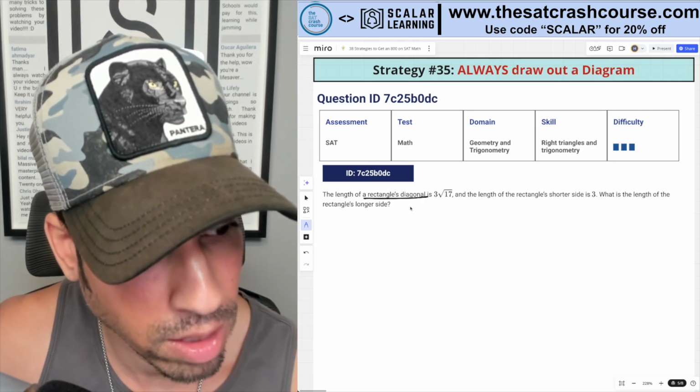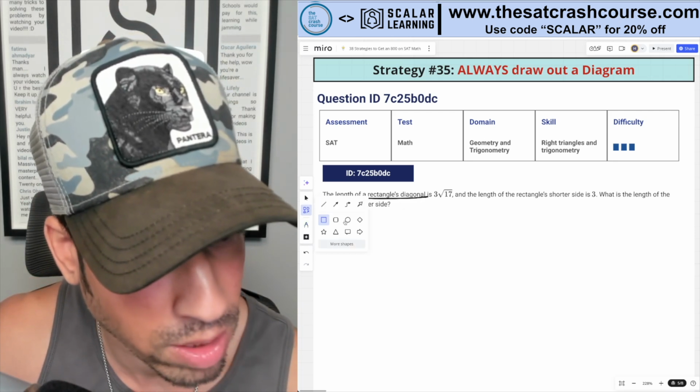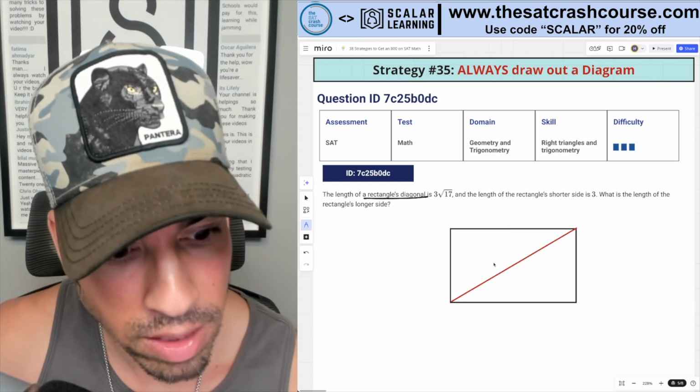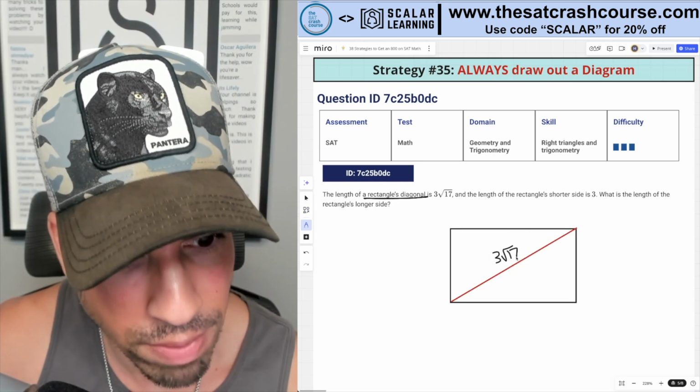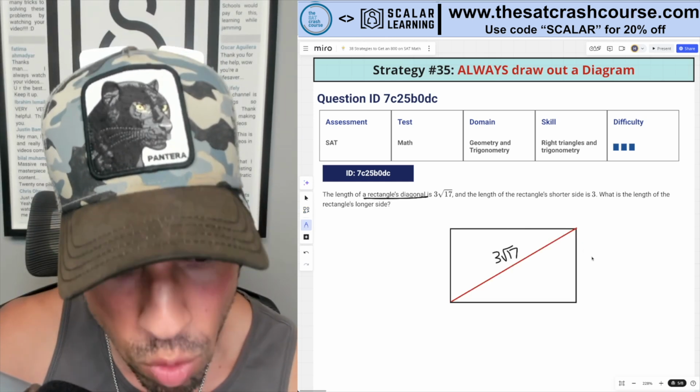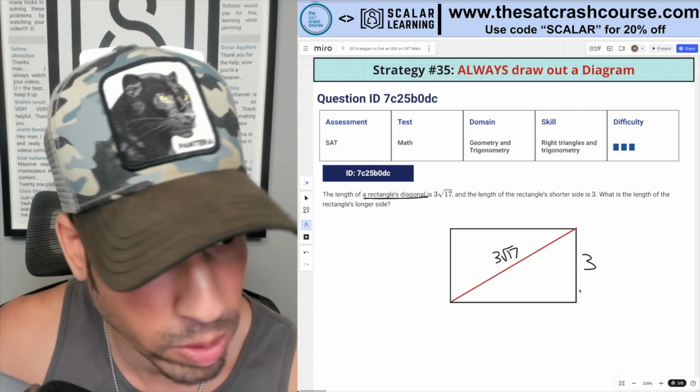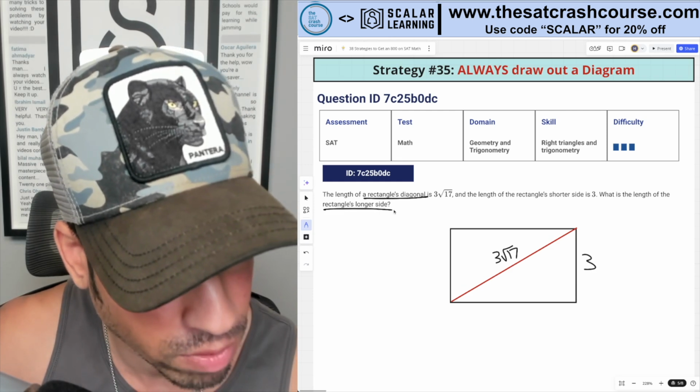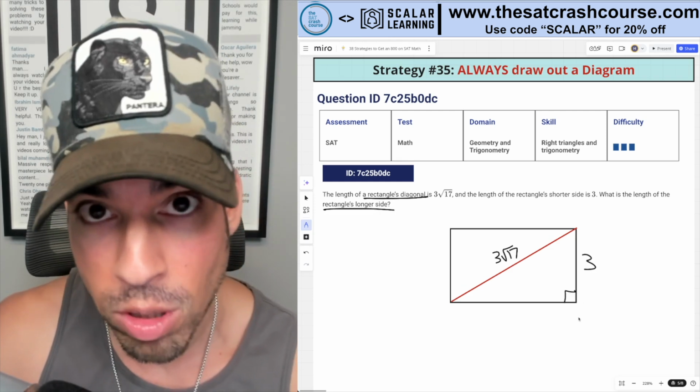Length of a rectangle's diagonal. So this is a rectangle with a diagonal, so check it out. It says the length is 3 rad 17, and the length of the rectangle's shorter side, which is shown here, is 3. And it says, what is the length of the rectangle's longer side? Now that I've drawn this out, this is pretty easy.